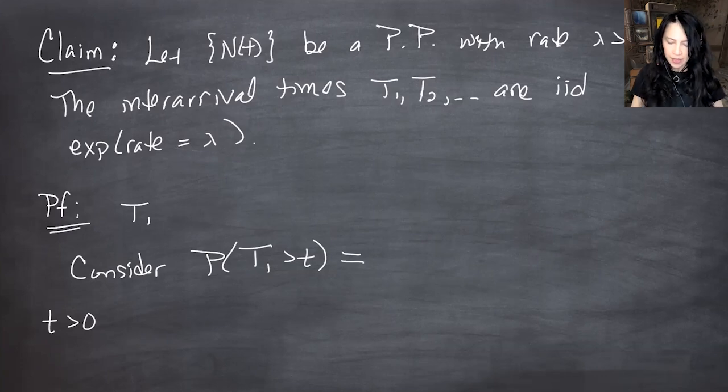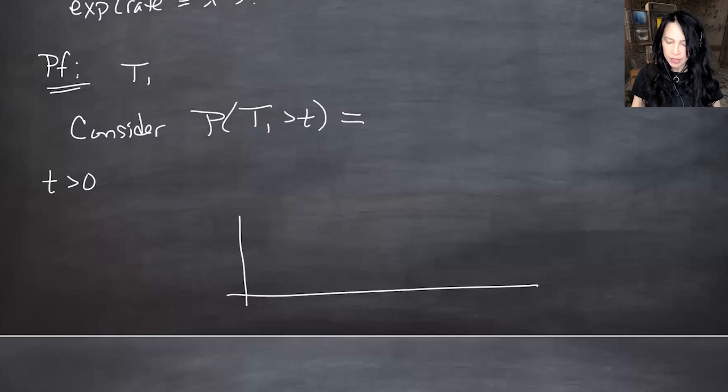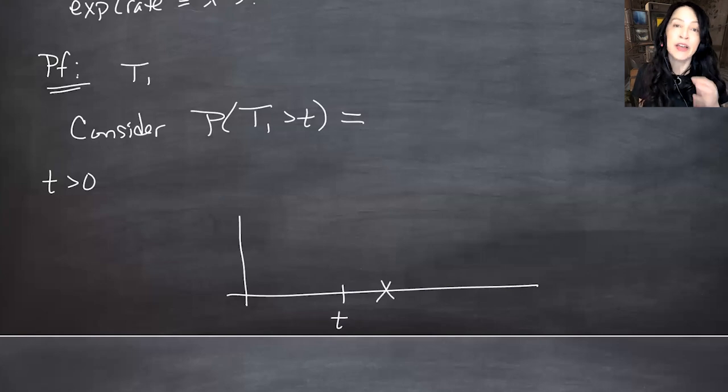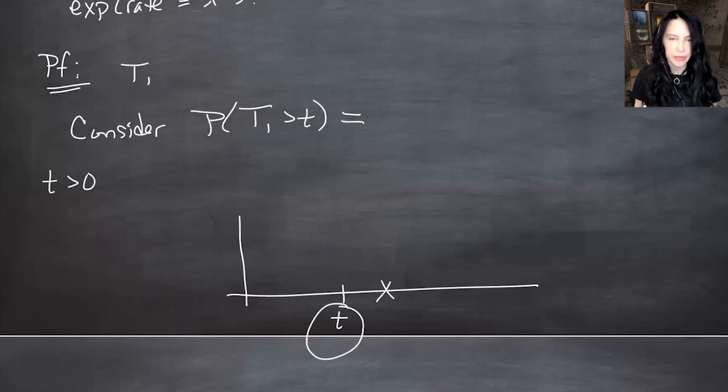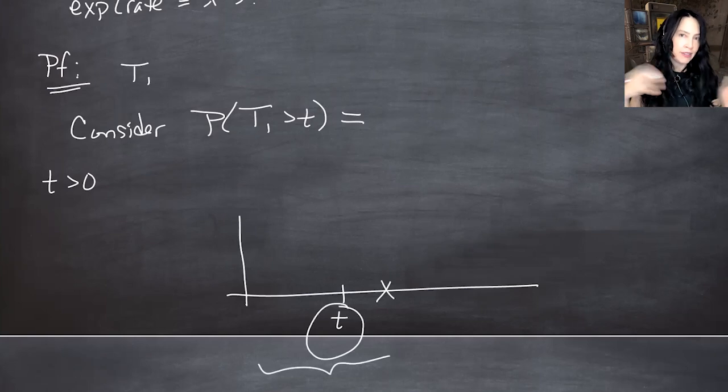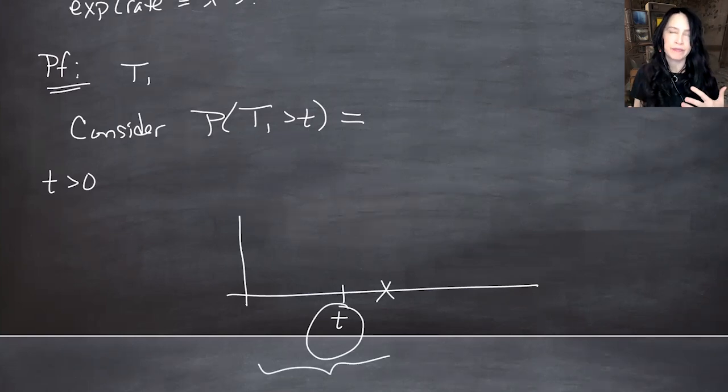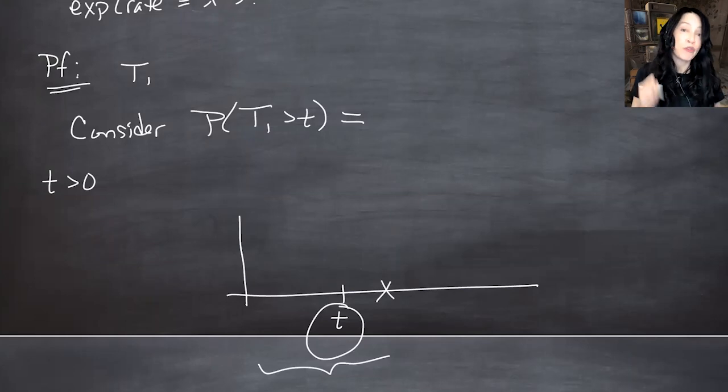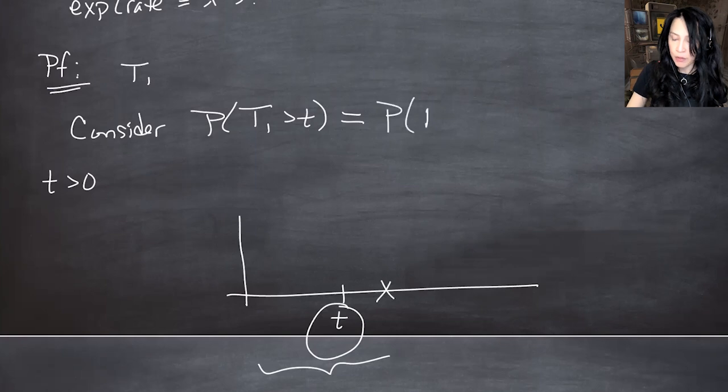So if the first arrival happens at a time greater than t, that happens if and only if the number of arrivals by time t is 0. If the number of arrivals by time t is 0, then the time of the first arrival is greater than t. And vice versa, if the time of the first arrival is greater than t, then the number of arrivals by time t is 0. So this is equivalent to saying the number of arrivals by time t is 0.